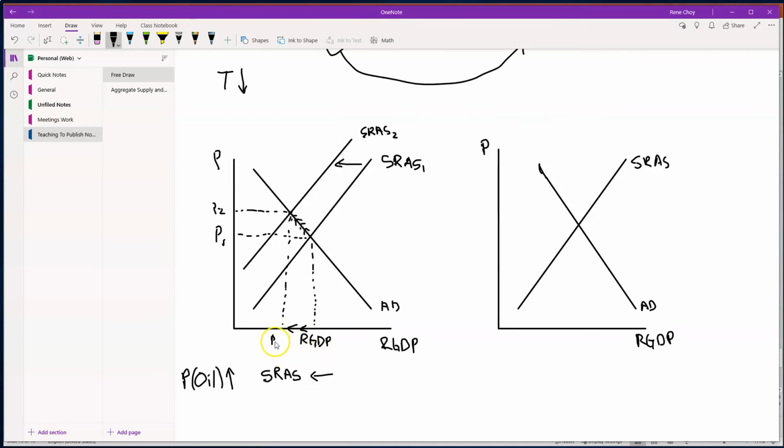So real GDP will go from this situation of real GDP 1 to this real GDP 2, and a decrease in real GDP is a recession. So an increase in the price of oil can create rapidly a decrease in the short-run aggregate supply, which ends in an increase in the level of prices and a decrease in the level of real GDP. Now, this situation is what is called stagflation. So stagflation is an increase in prices together with a decrease in real GDP.